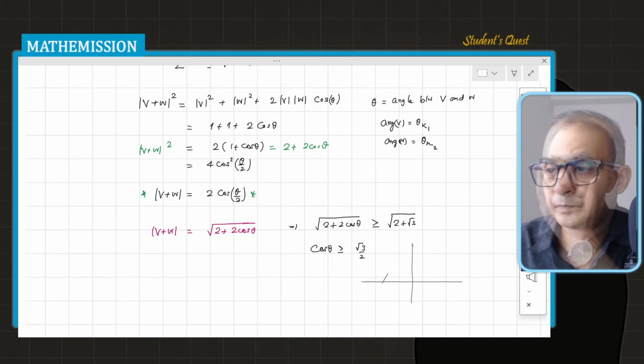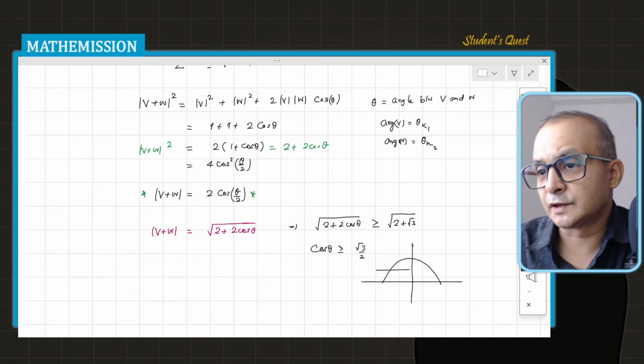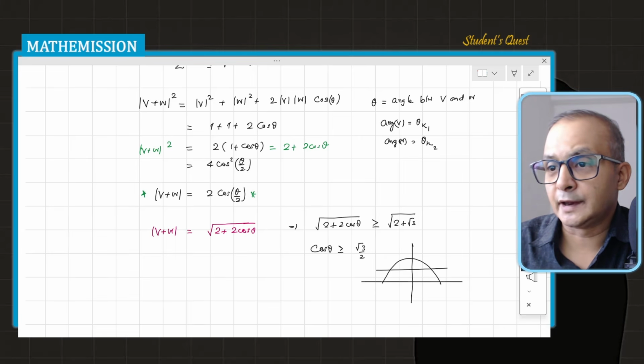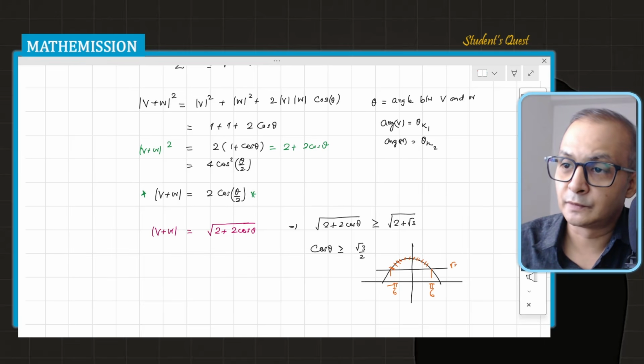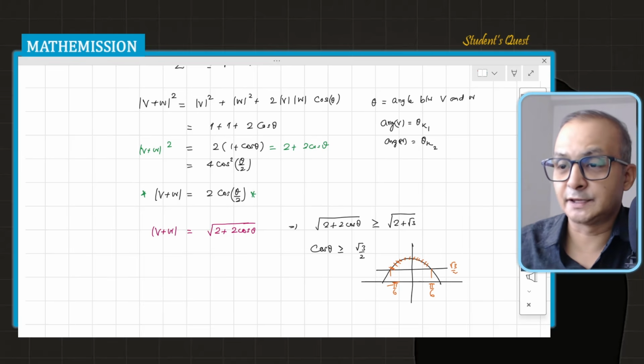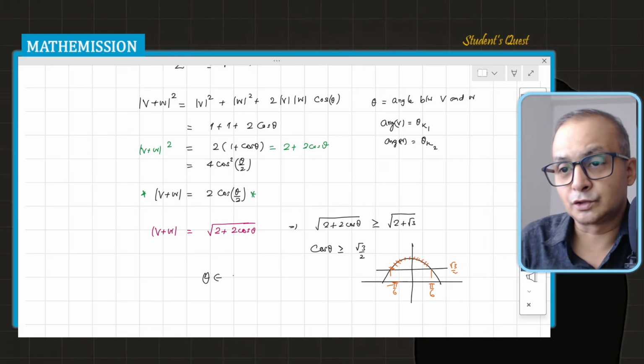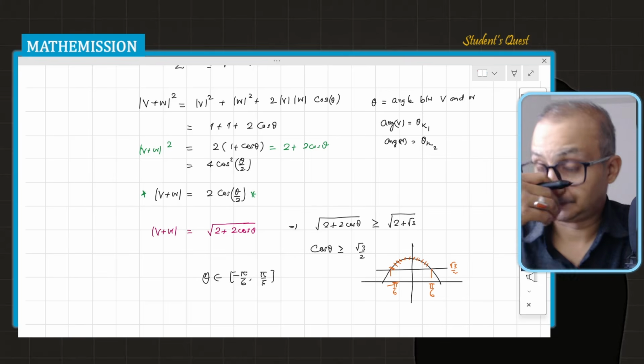Root 3 by 2 is somewhere here, and I need values greater than this. This is negative pi by 6, this is pi by 6, at which it will achieve root 3 by 2. It means whenever cos theta is greater than root 3 by 2, theta lies between minus pi by 6 and pi by 6. So I can write here theta belongs to minus pi by 6 to pi by 6.